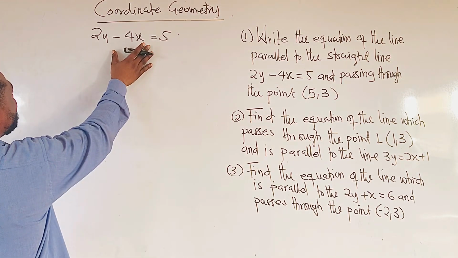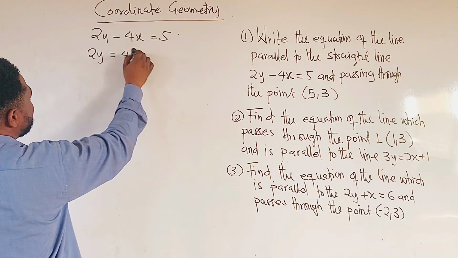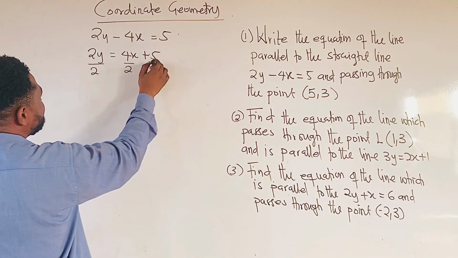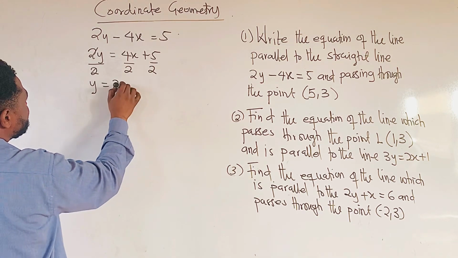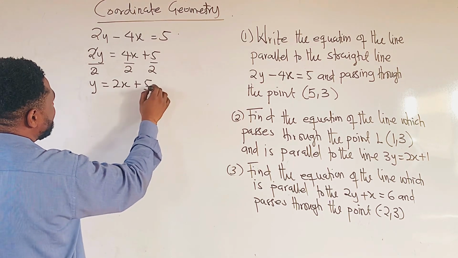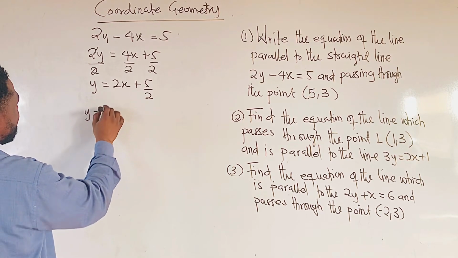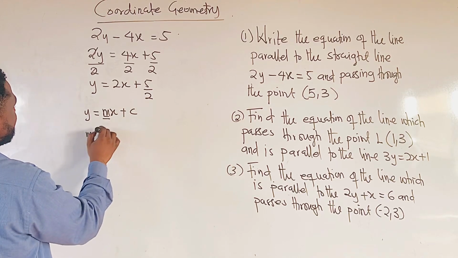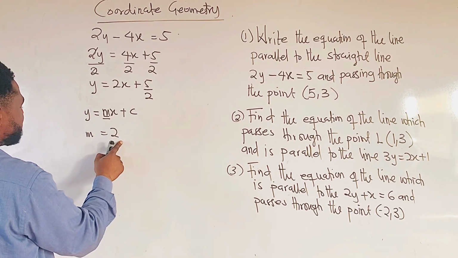So first of all, we make y the subject. So we have 2y equal to 4x plus 5. We divide here by 2, here by 2, here by 2. Alright? So y will be equal to 2x plus 5 all divided by 2. Now from the general equation of a line, y equal to mx plus c, where m is our gradient, the coefficient of x here will be 2. So our gradient will be 2.